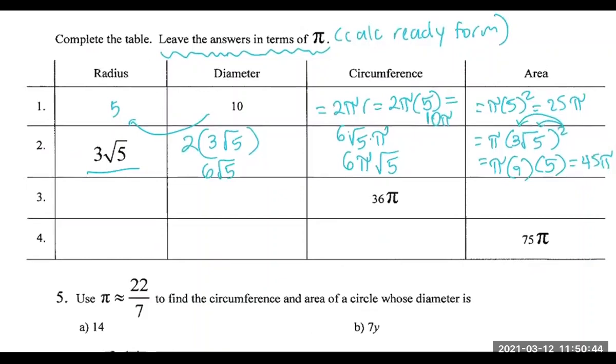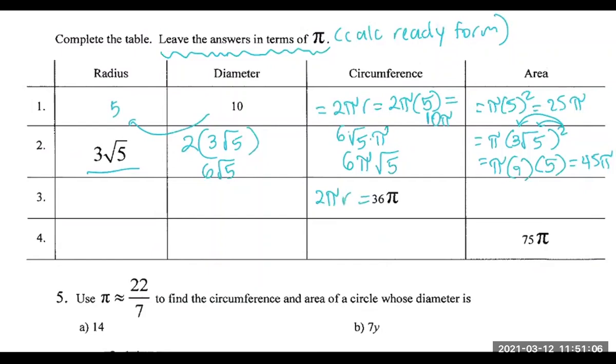Okay, sometimes we're given things and are expected to work backwards from there. So if I have the circumference, I'm going to have to get back to the radius for me to then determine diameter and area. So what I'll do is I'll set 36 pi equal to the formula for circumference, which is 2 pi r.